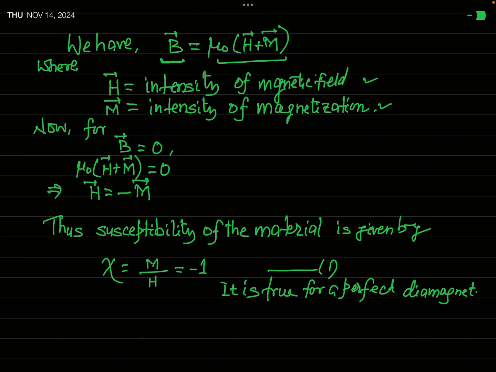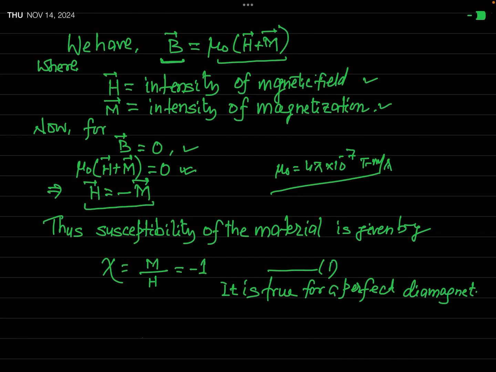No magnetic field exists inside a superconductor. So let us take B equal to 0 here. B is equal to mu naught times (H plus M), so that will be equal to 0. Mu naught is the permeability of free space, whose value is 4 pi into 10 to the power minus 7 Tesla meter per ampere. It is a non-zero constant, so H plus M will be 0, and so H is equal to minus M.